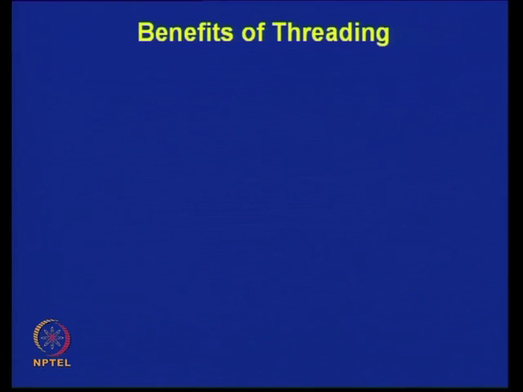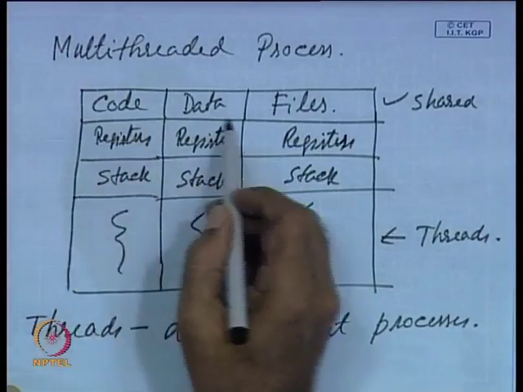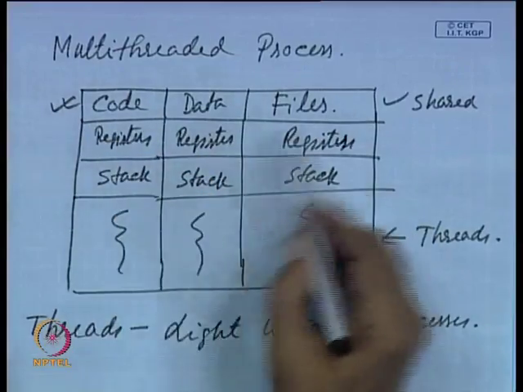We have now defined what a thread is, and we have discussed the relationship between process and thread. Now, let us have a look at the benefits of threading. What kind of benefit do we get whenever we do threading? First of all, responsiveness. We have seen that threads share code and data. We have seen in this particular diagram that this code and data part is shared whenever we create threads.